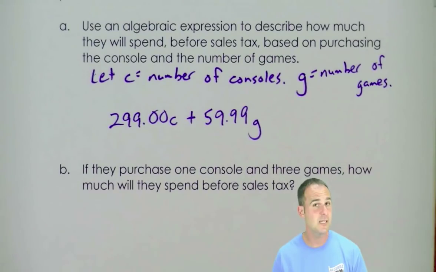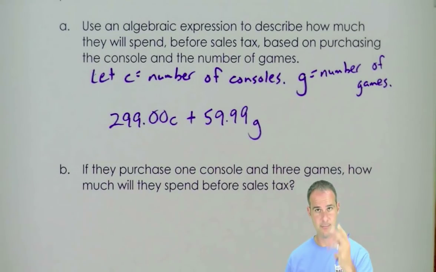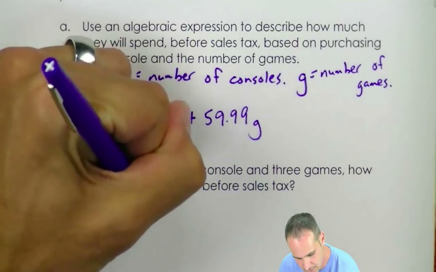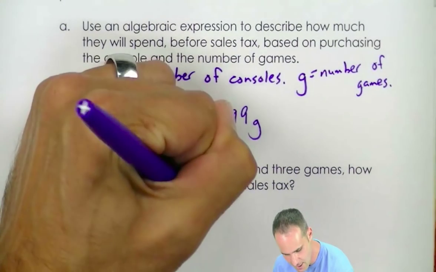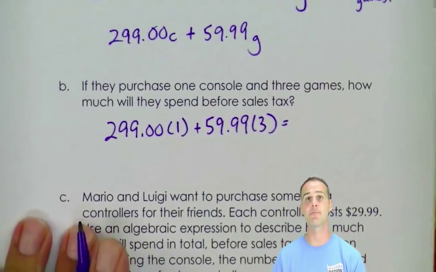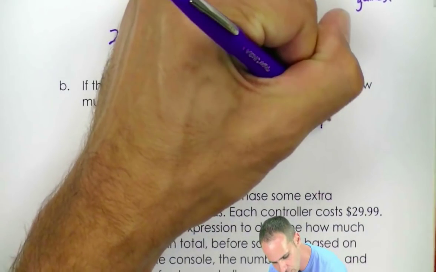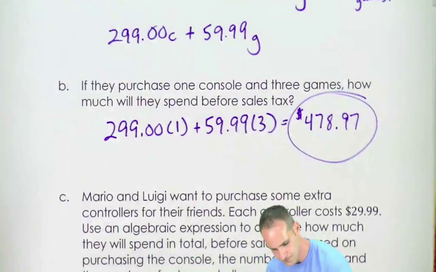Now, specifically, if they purchase one console and 3 games, how much will they spend before sales tax? So that means we're going to substitute in a 1 for C for one console and a 3 for G because it's 3 games. I would plug that into a calculator, and upon doing so, you will get $478.97.